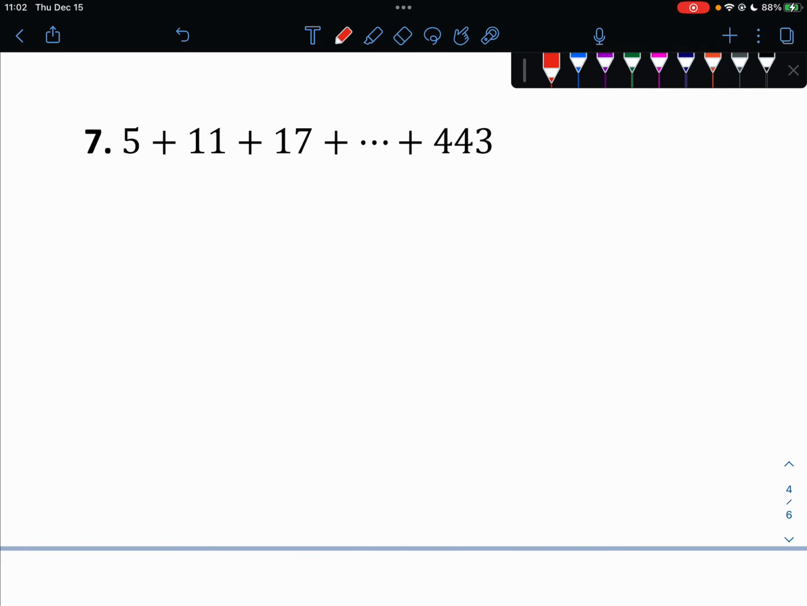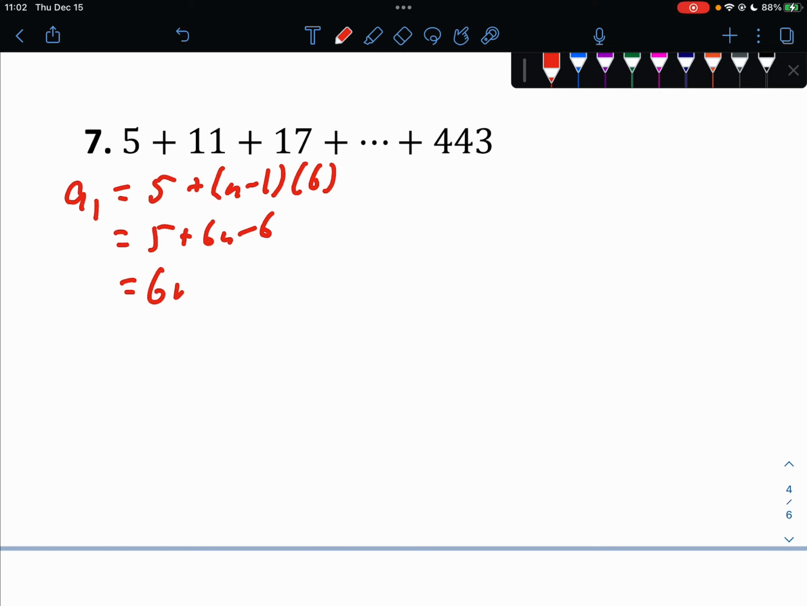Number 7, arithmetic, geometric, or neither. Let's see. Well, we're adding 6. So this looks like it's going to be arithmetic. So let's find our nth term. 5 plus n minus 1 times 6. 5 plus 6n minus 6. 6n minus 1 is our nth term.